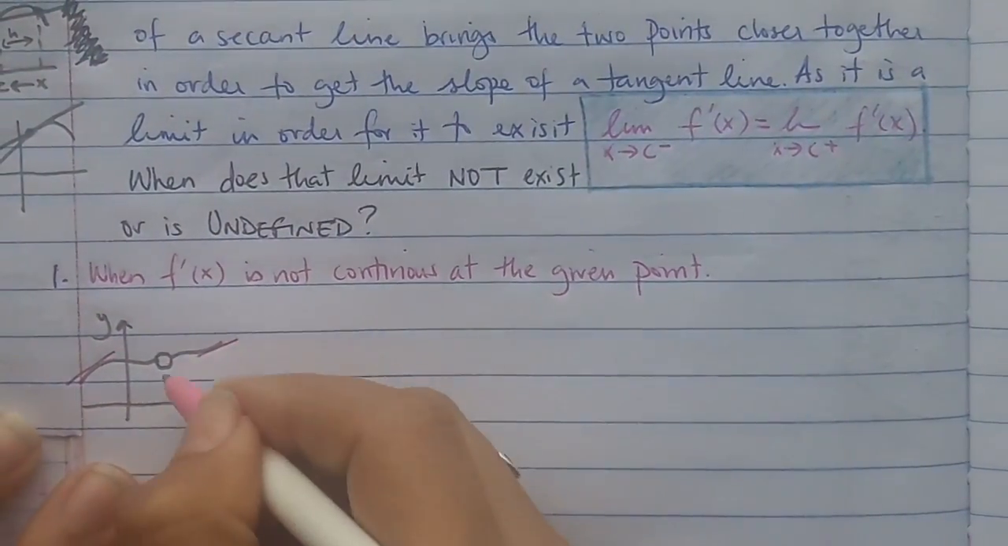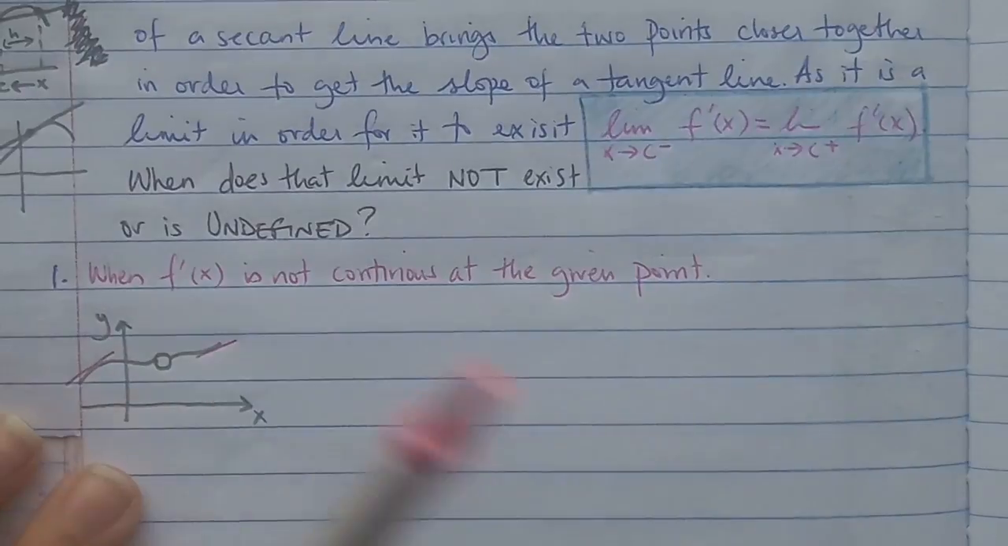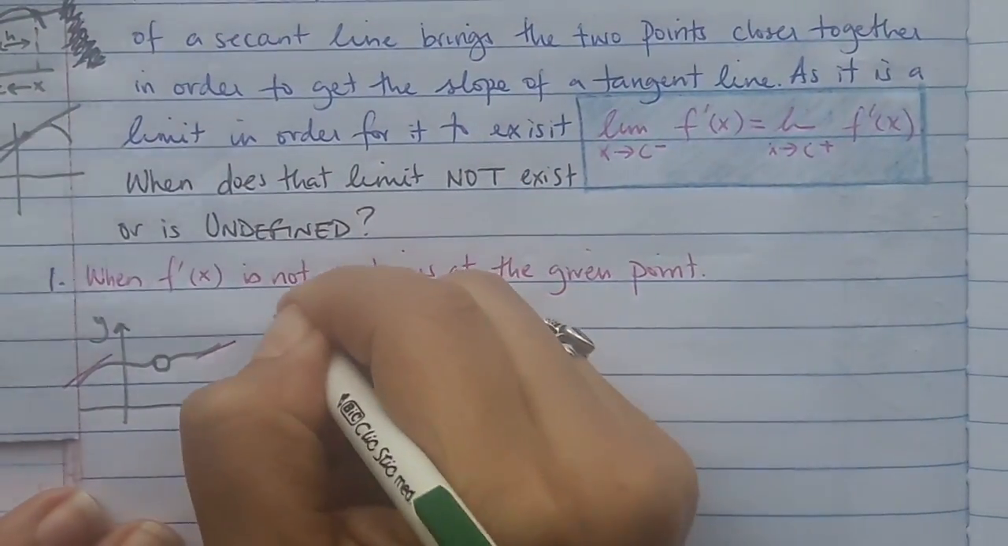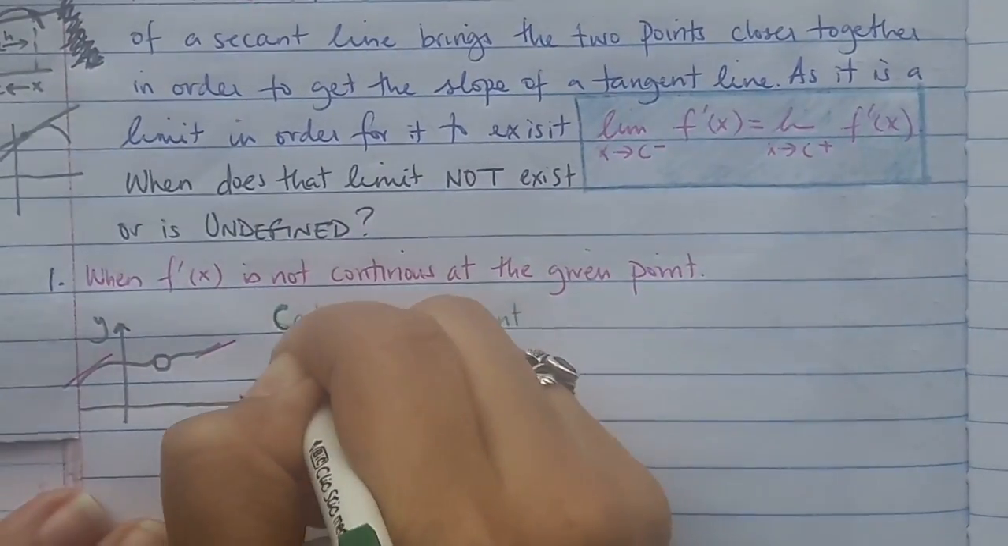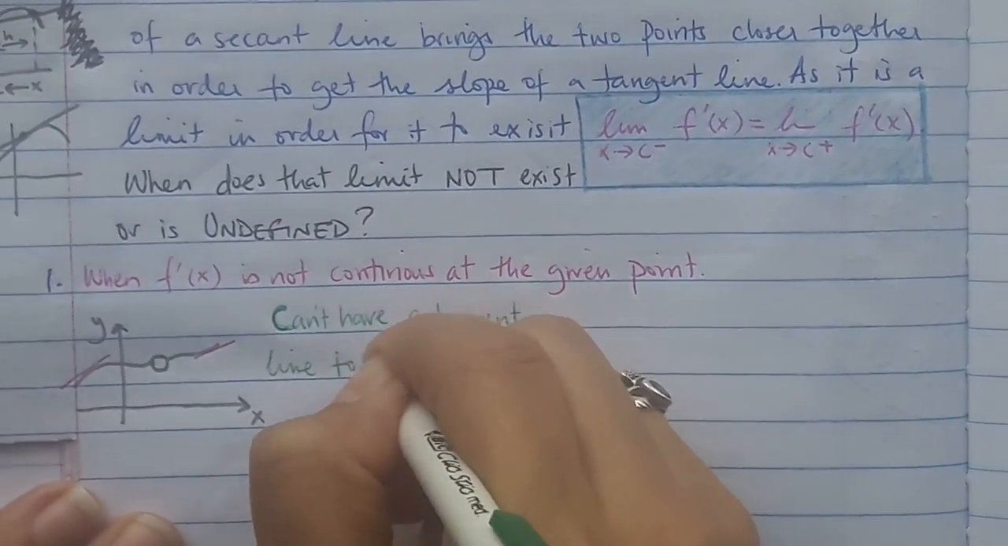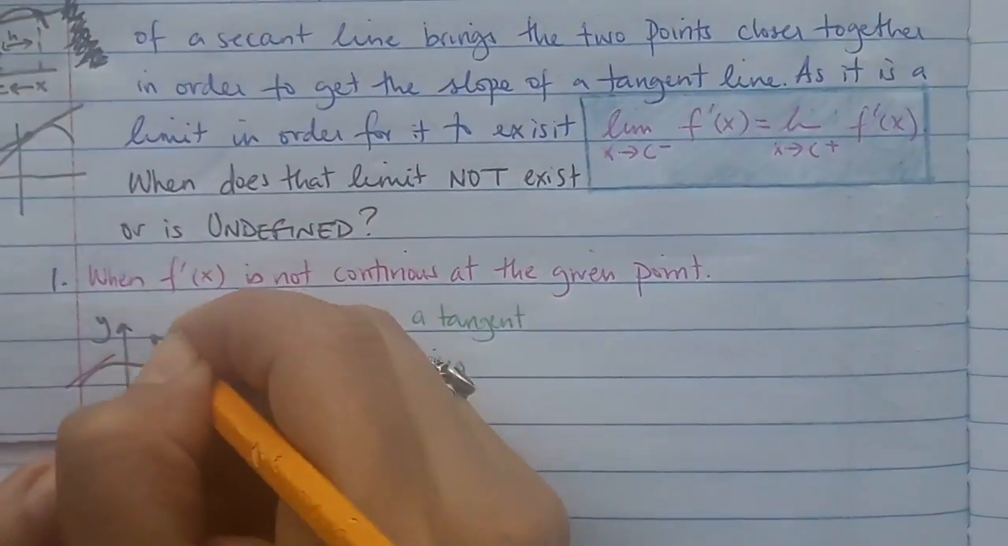Alright, so you see we can draw tangent lines everywhere, but when it comes to this hole, how can I draw a tangent line? It doesn't exist. There's nothing there for me to draw a tangent line on. So I can't have a tangent line to nothing. That's why the slope doesn't exist at that point.